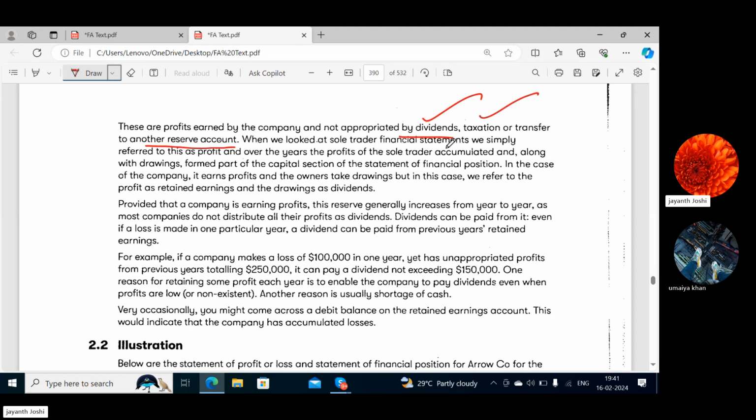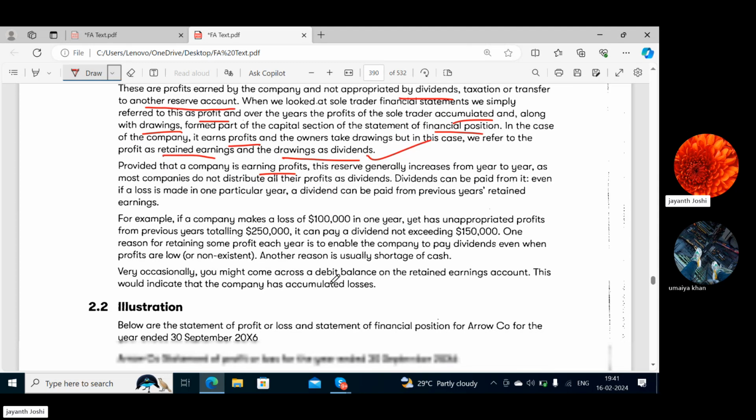When we looked at sole trader financial statements, we simply referred to this as profit over the years. The profit of the sole trader accumulated and, along with drawings, forms part of the capital section of the statement of financial position. In the case of a company, it earns profits and the owners take drawings. But in this case, we refer to the profit as retained earnings and the drawings as dividends. So dividends is drawings here. That means the money which is withdrawn from the company and is paid to the shareholders. Provided that a company is earning profits, this reserve generally increases from year to year because every year profit is transferred to retained earnings account.